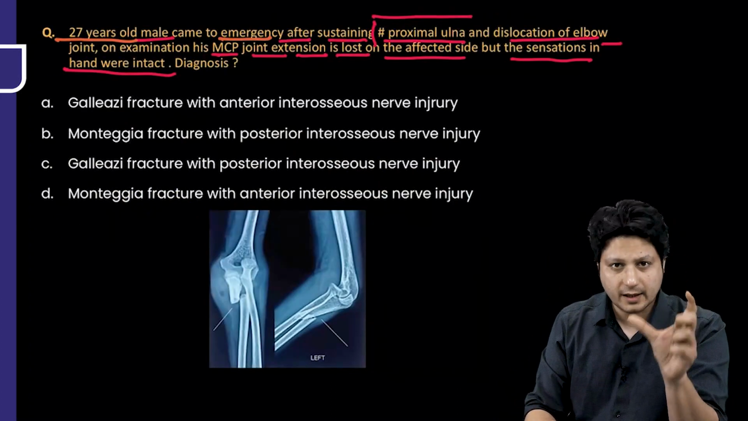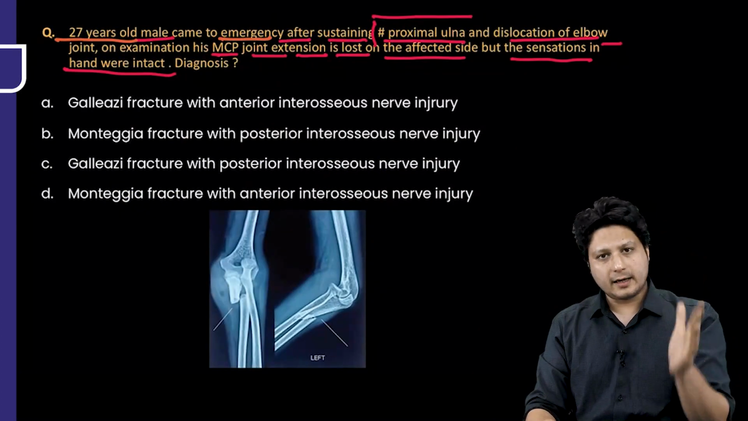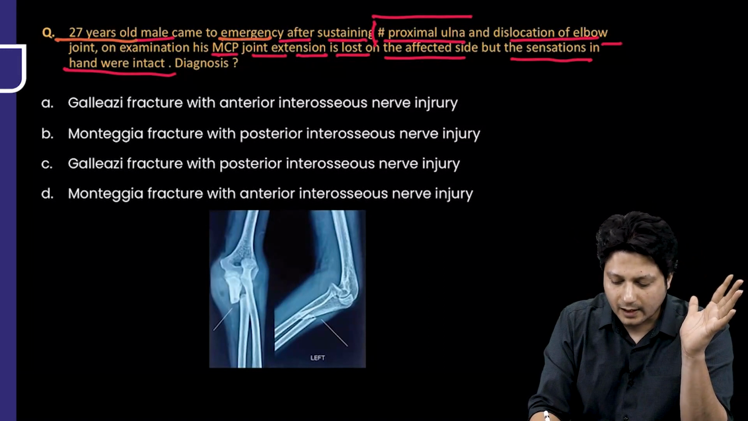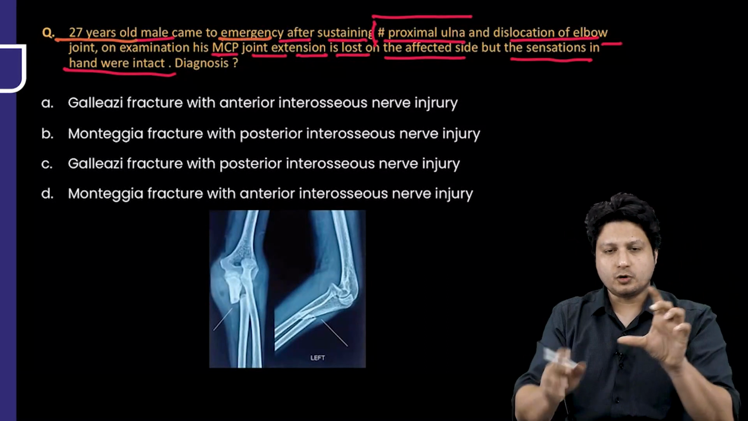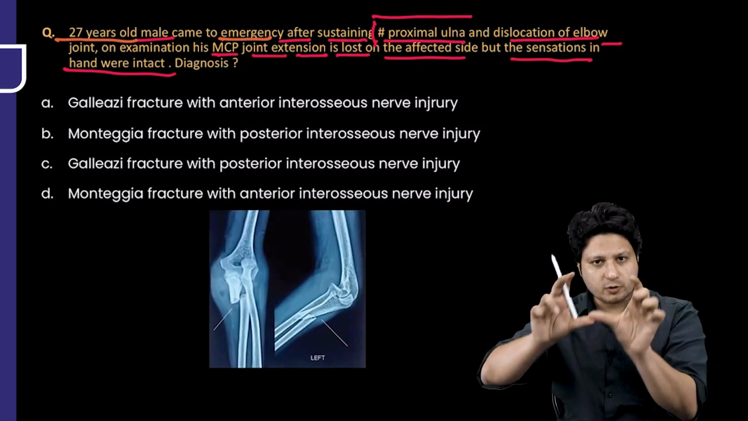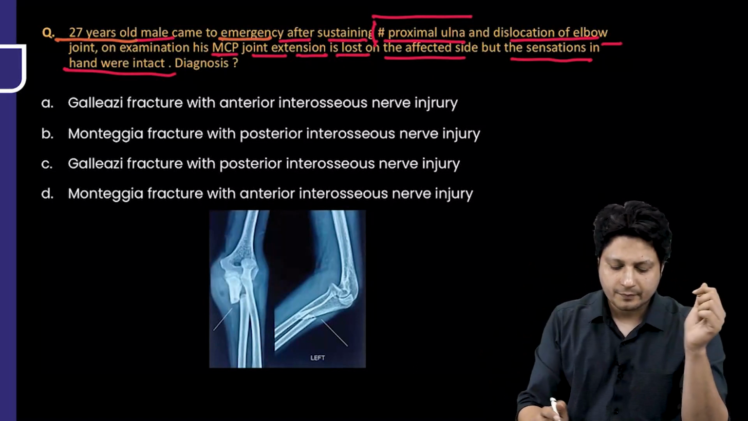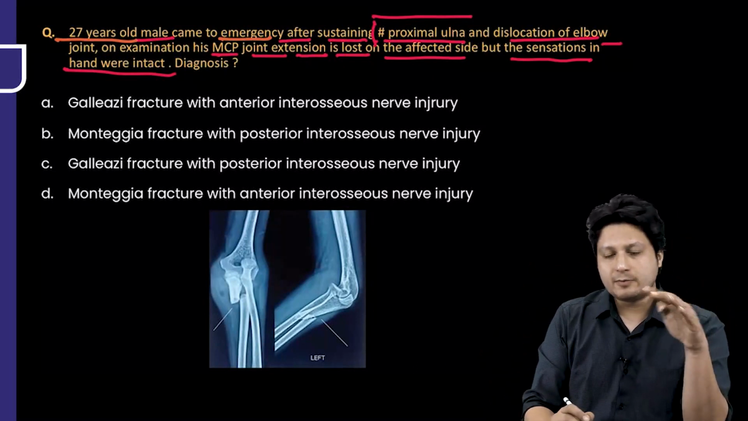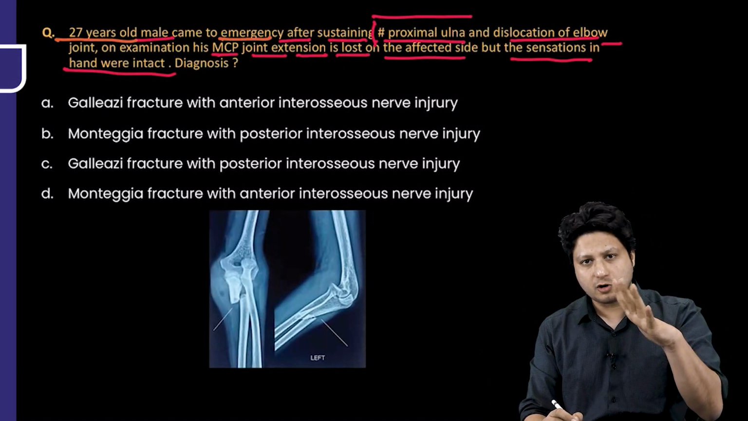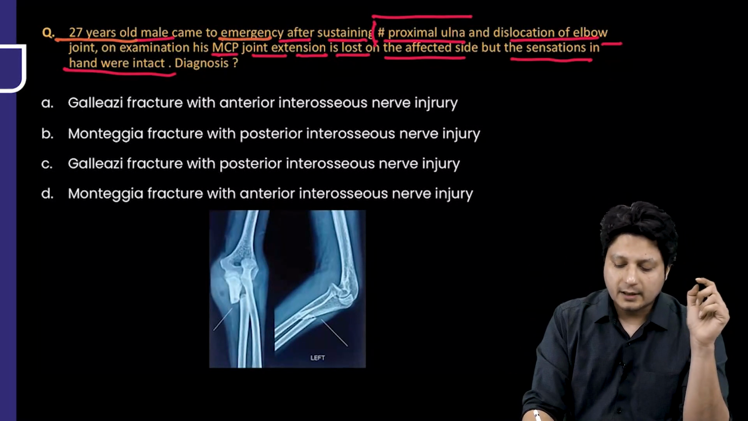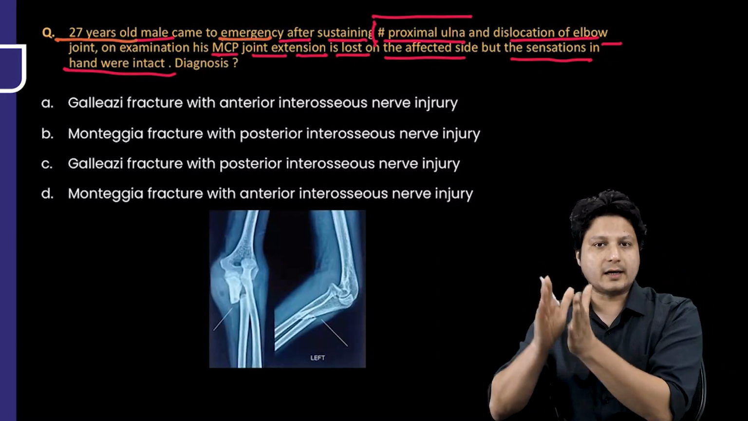Now, what is there in the sample question? A patient came to emergency after sustaining a fracture of the proximal ulna with dislocation of the elbow. So, you combine proximal ulnar fracture with dislocation of the elbow. That means we are talking about Monteggia fracture dislocation. Now, on examination, his metacarpophalangeal joint extension was lost. It is one clinical feature of PIN injury, but the sensations in the hand were intact.